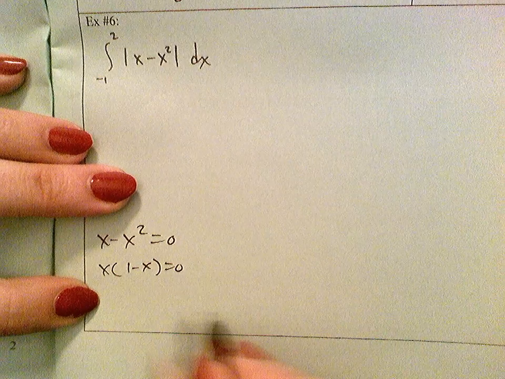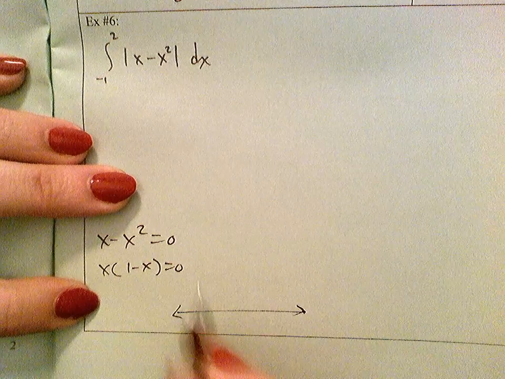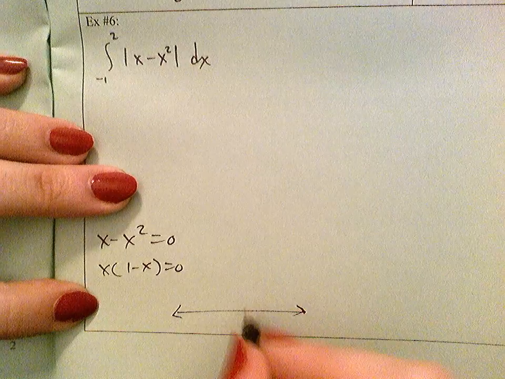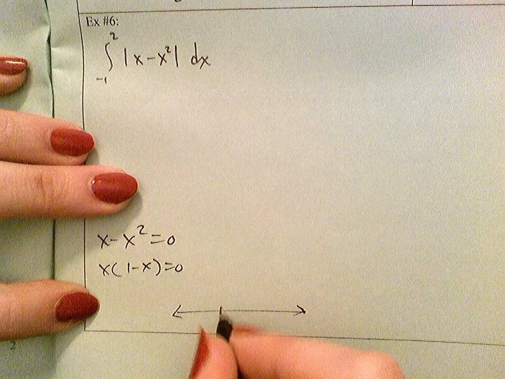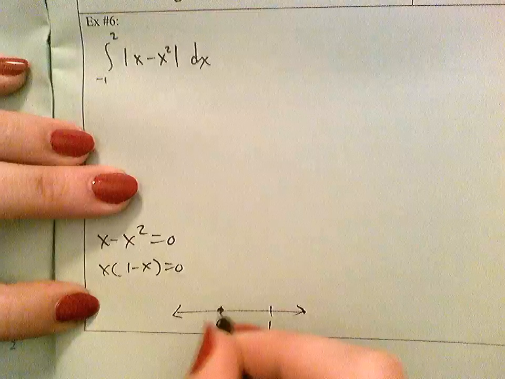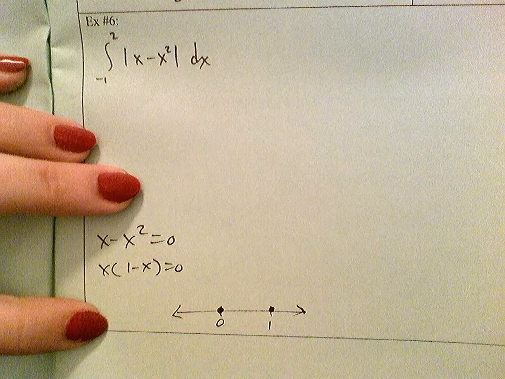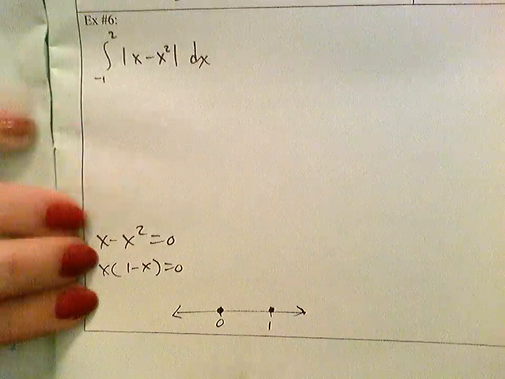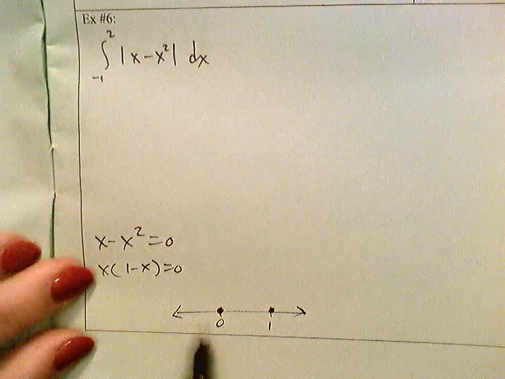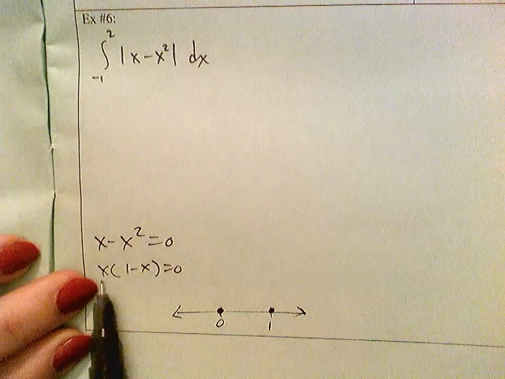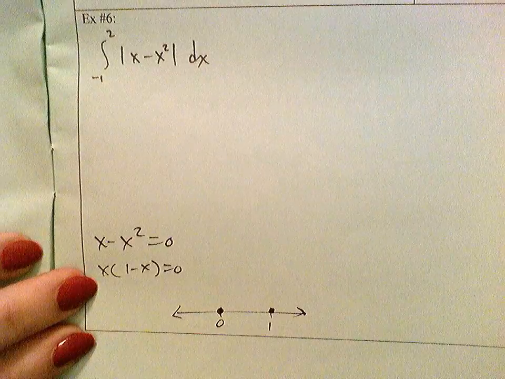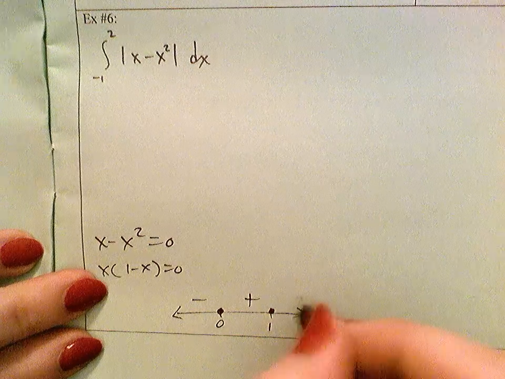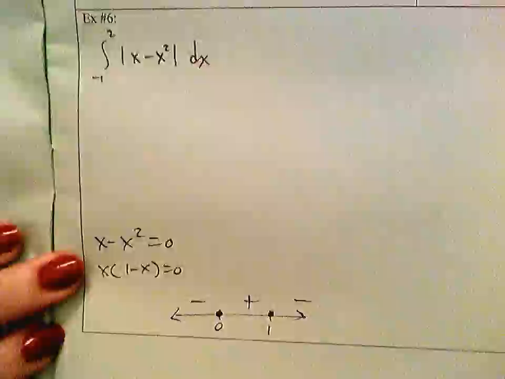All right, so on my number line, this is 0 when x is 0, and it's also 0 when x is 1. Just like the derivative sign test, but you're not taking the derivative at all. Okay, on this interval, this thing is negative, and then it's positive, and then it's negative.